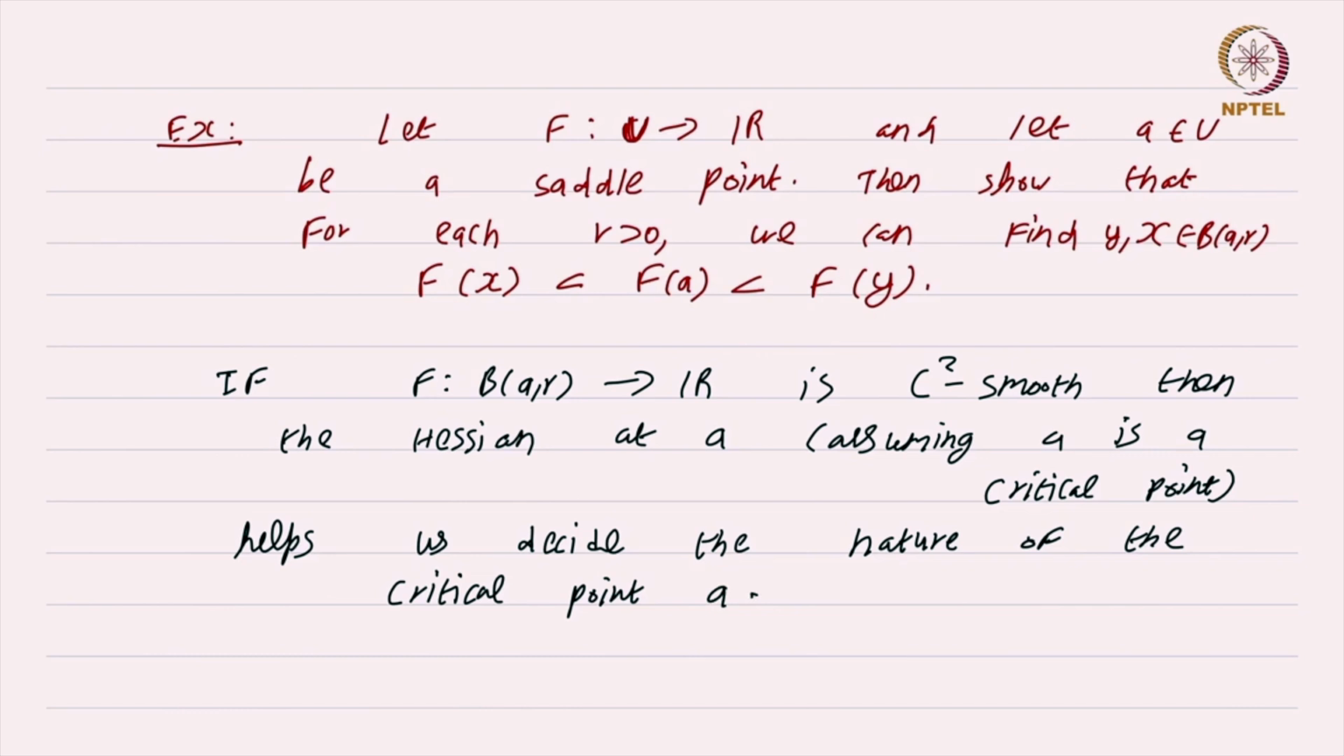Now we will see in the next video that associated to the Hessian there is something called a quadratic form, and whether the quadratic form is going to be positive definite or negative definite or semi-definite or indefinite, that is going to determine whether it's going to be a local maximum, minimum, or a saddle point. We will see that in the next video.